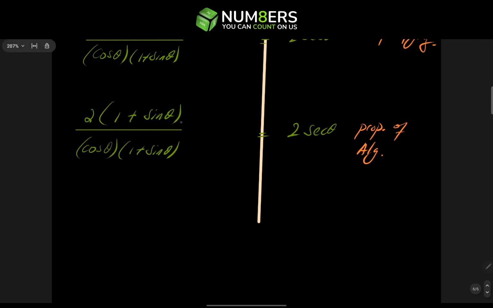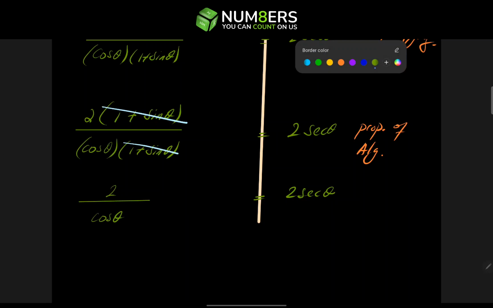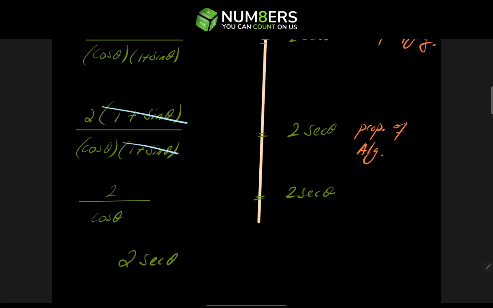And since we have 1 plus sine theta on the top and 1 plus sine theta on the bottom, the numerator and the denominator cancel. And we're left with 2 over cosine theta is equal to 2 secant theta. And remember that from the reciprocal identities, 1 over cosine is secant. So this becomes 2 times secant theta is equal to 2 secant theta, which is what we're trying to verify.